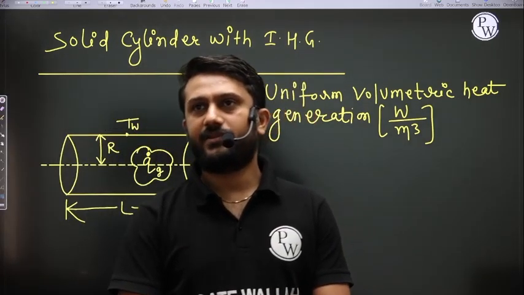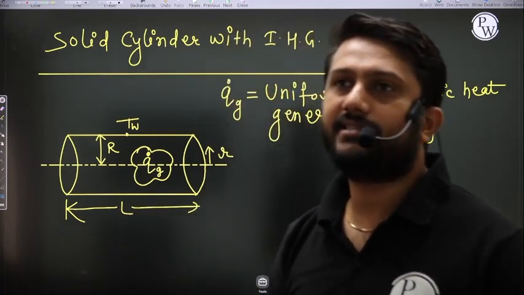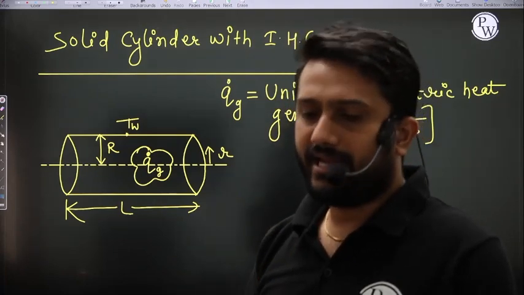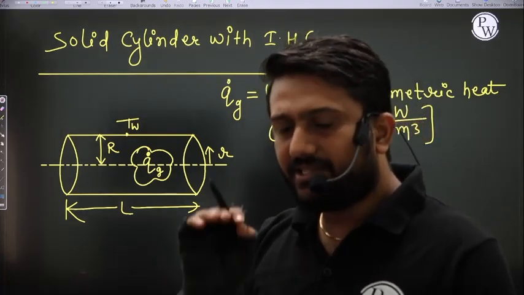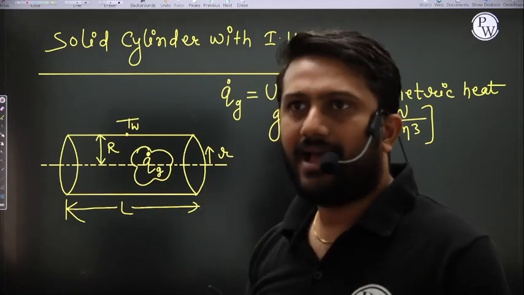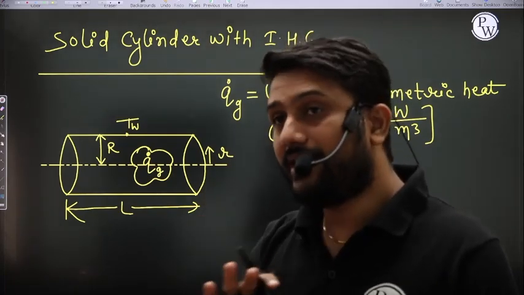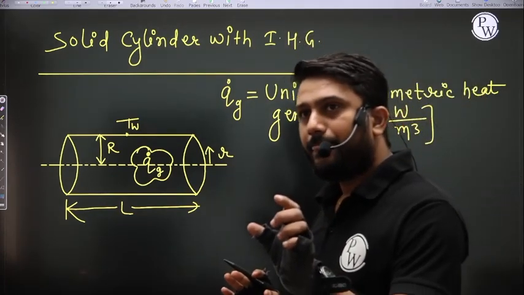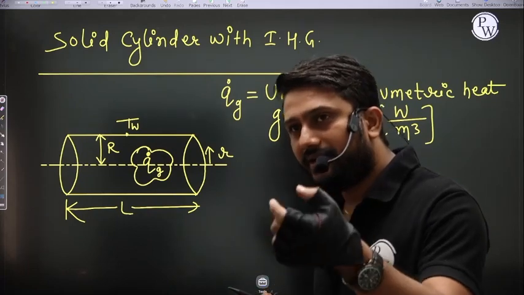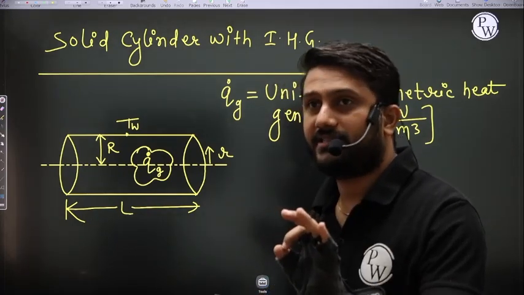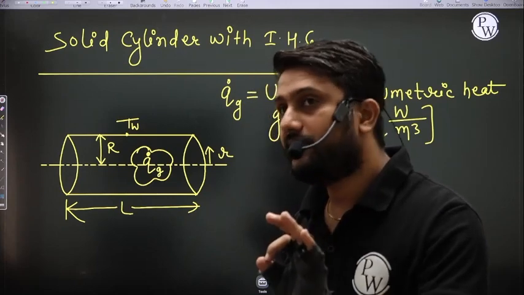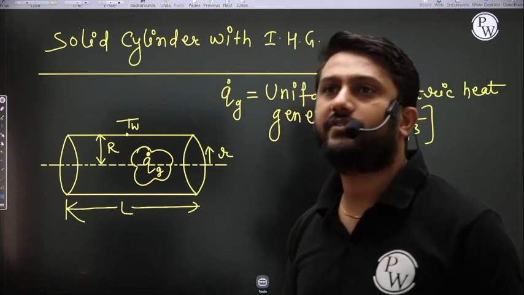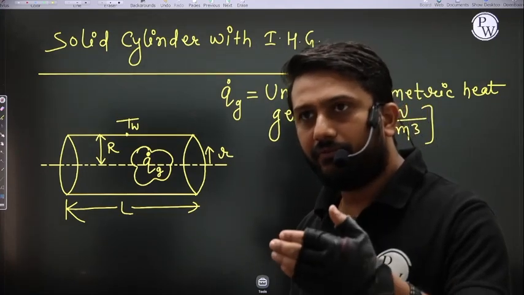Now see, in this case, if a solid cylinder is there and the internal heat generation is there, first try to understand what our objective is. If the objective is clear, then at least you are able to understand from where I am starting. So this is the solid cylinder with uniform internal heat generation. The first objective is to find the variation of temperature. Variation of temperature with respect to what?